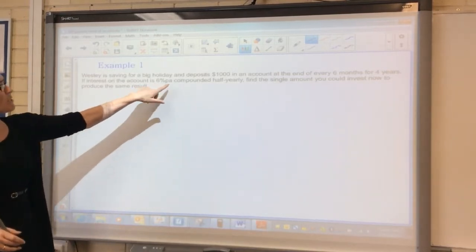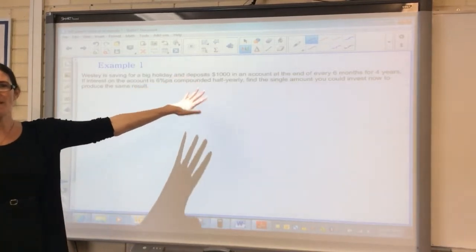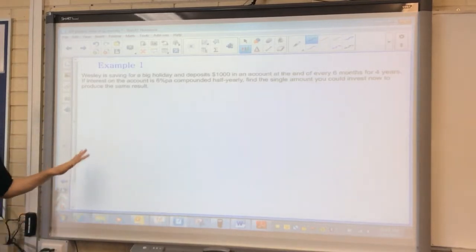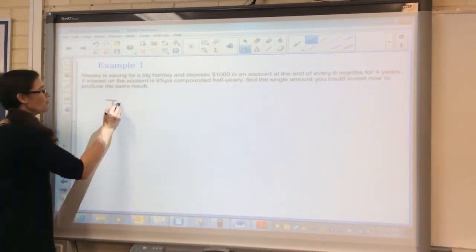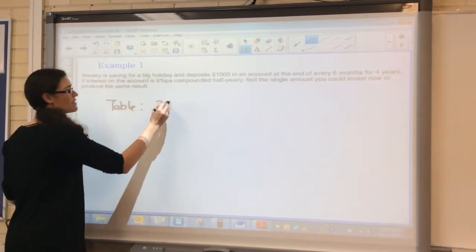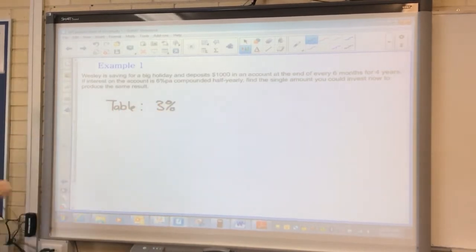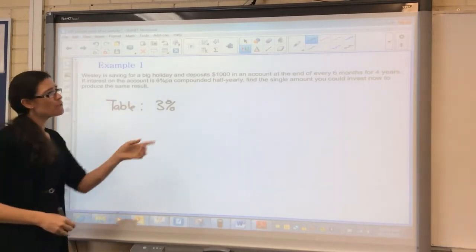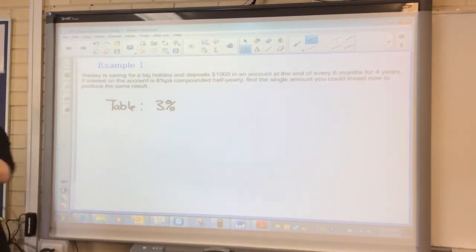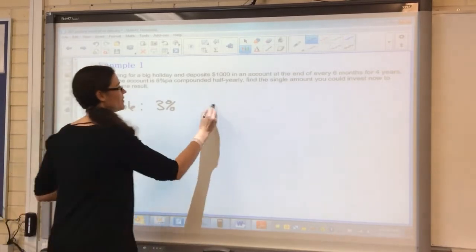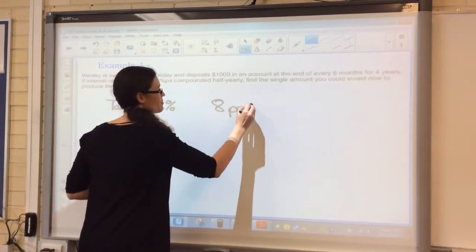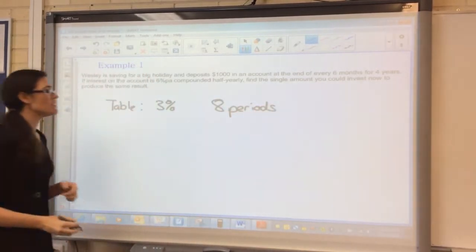A couple of things in this question. Can you see the 6% is per annum, but it's compounding half yearly? So when it comes to the table, what would I use? From the table, I'm looking for 3%, because it's 3% per half year. And what about how often? How many periods are there? It's 4 years, but I have 8, because I'm calculating every 6 months.